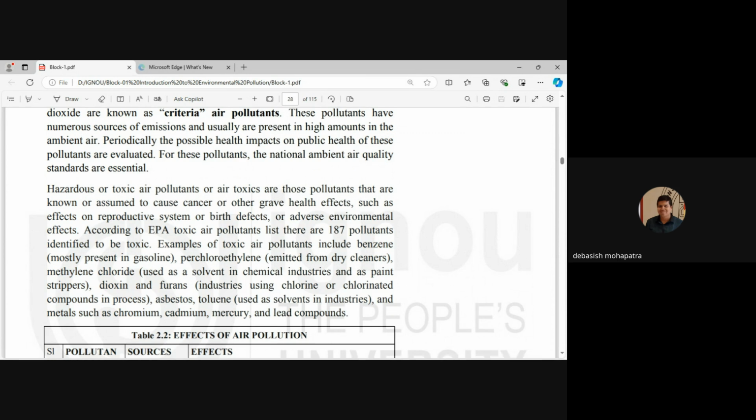According to the EPA toxic air pollutants list, there are 187 pollutants identified to be toxic. Examples of toxic air pollutants include benzene, mostly present in gasoline, perchloroethylene emitted from dry cleaners, methyl chloride used as a solvent in the chemical industry and as paint scrapers, dioxin and furans in industries using chlorine or chlorinated compounds in process, asbestos, toluene.